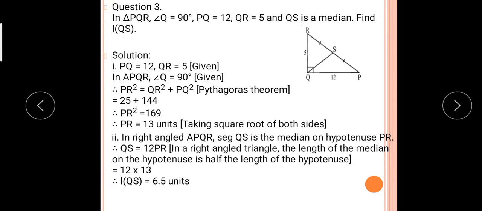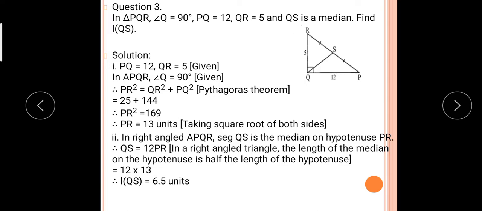Now, see, in triangle PQR, angle Q is equal to 90 degrees, PQ is equal to 12. This angle is 90 degrees, this side PQ is 12, RQ is 5. We have to find QS, which is a median. So find the length of QS. We have to find the length of the median. It is very simple. See, PQ is equal to 12, QR is equal to 5.